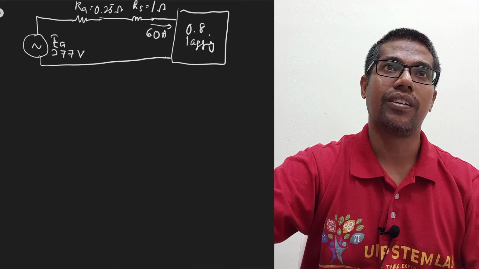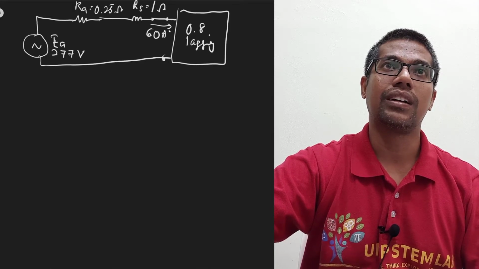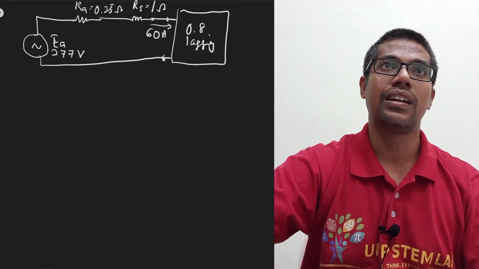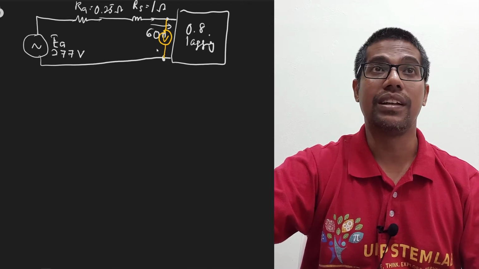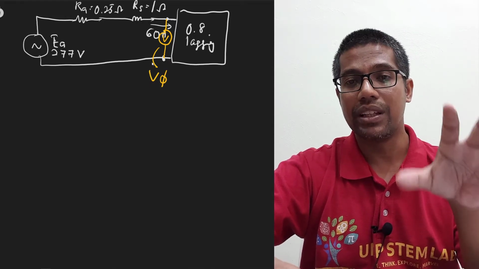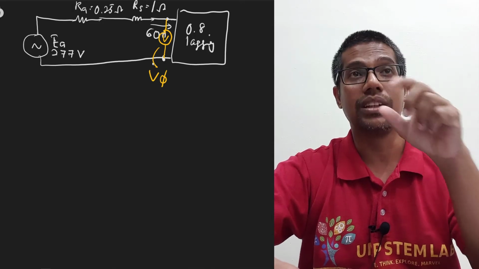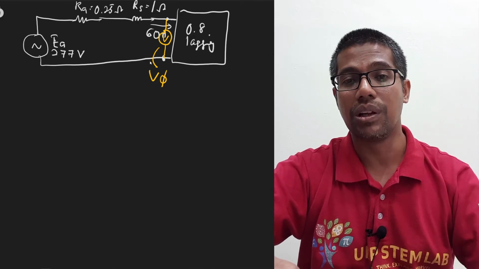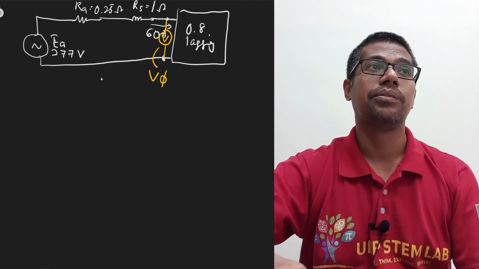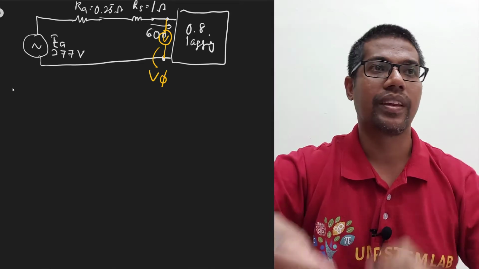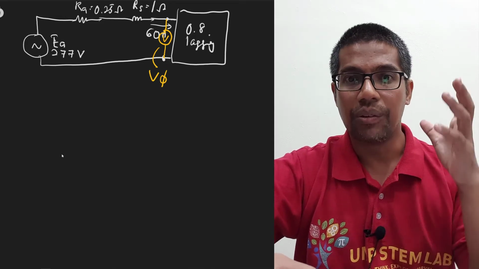If I draw another terminal, let's use another color, if I put my voltmeter here, I will measure another voltage. That is our V phase. Remember at the end we need to get the terminal voltage, not the phase voltage. So later you will need to multiply with square root 3. Now we have our V phase there. Let's draw our phasor diagram.